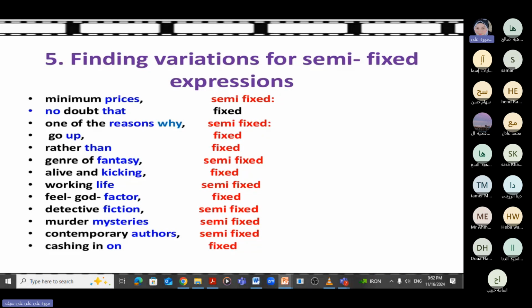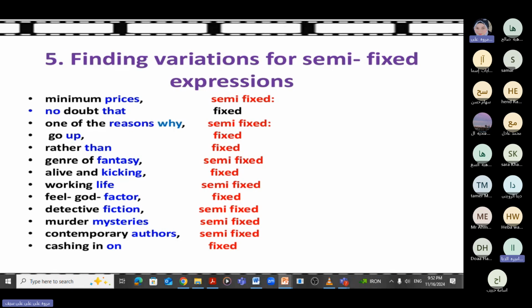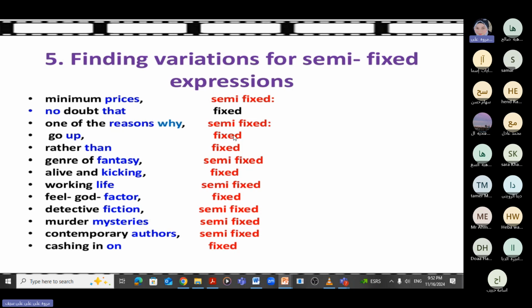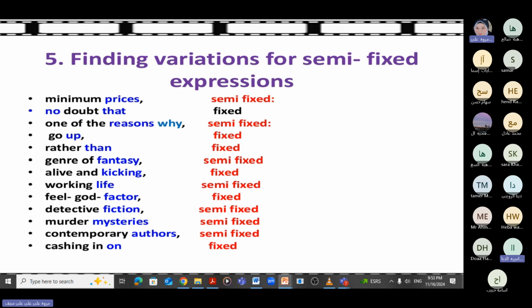So instead of saying minimum prices, what can we say? Minimum charge. Perfect. Minimum speed. Perfect. Only two for each expression, so as not to take long, okay? Because we have a lot of activities to do. One of the reasons why, so this is a semi-fixed expression. What can we say? One of the reasons for, yes, one of the reasons behind, right?